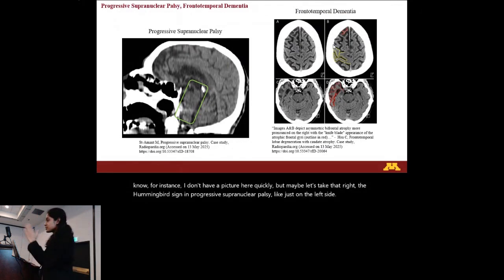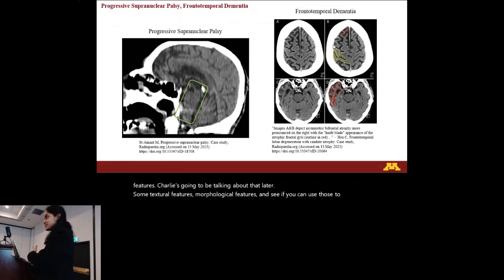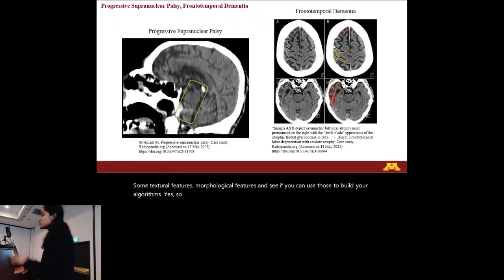Imagine you have a region of interest that you've identified. What you can do is crop that part out and do some feature extraction with it. You can look at shape features, which Charlie is going to be talking about later, some textural features, morphological features, and see if you can use those to build your algorithms. So there's definitely a way to integrate domain knowledge into your question.